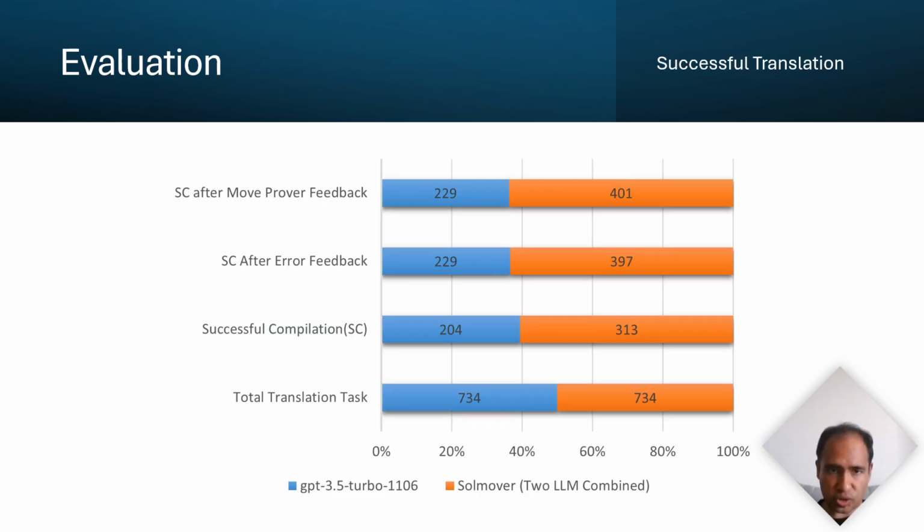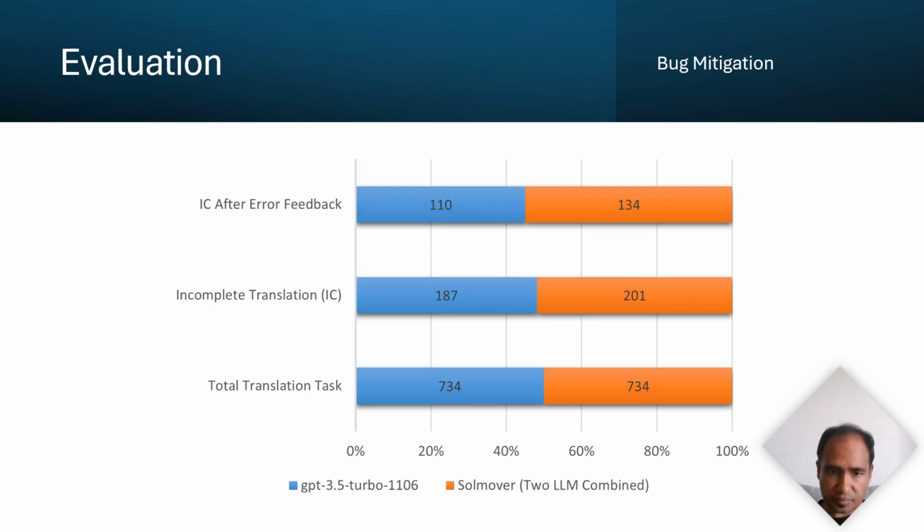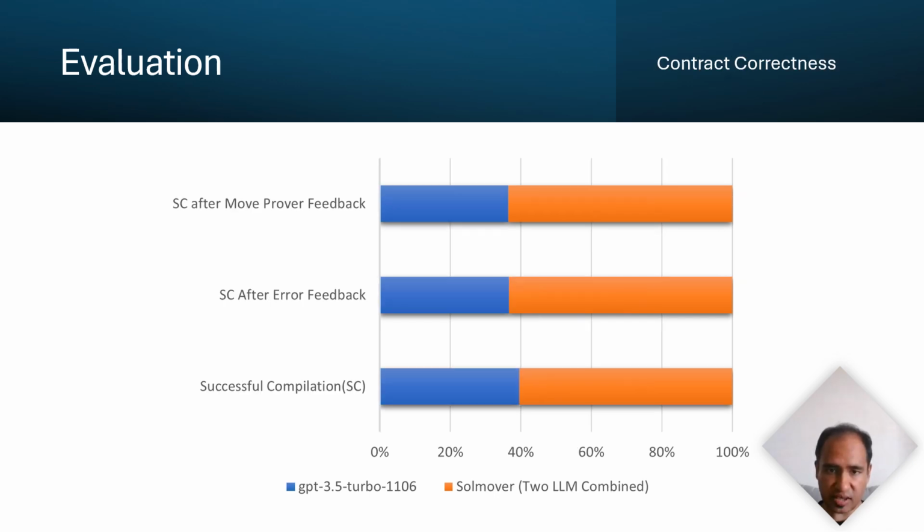Now, if we look at actual code translation performance, you will see in successful translation, the total translation task, SolMover has been able to perform pretty remarkably on all of them, much better than GPT 3.5. If you look at the bug mitigation, where it actually takes faulty code and tries to mitigate bugs in it, you will also see it has better performance. It also has incomplete translations, but it also has better translation after the feedback.